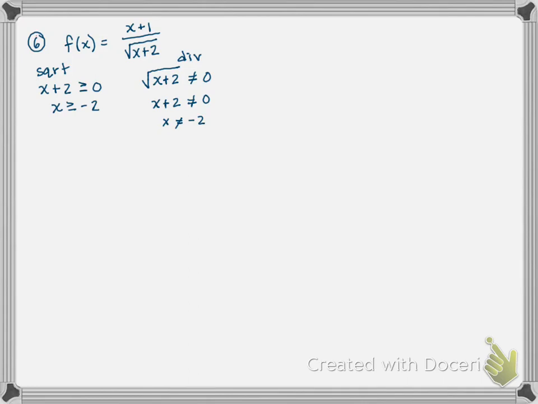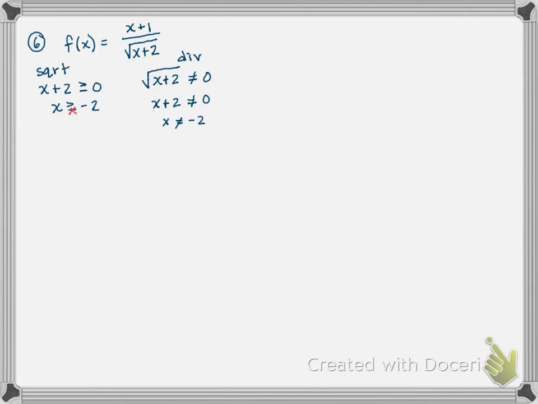So the one on the left gives us two options. Either x is greater than -2 or x is equal to -2. Then the one on the right says x is not equal to -2, leaving us what? X is greater than -2, right? That makes sense? Mm-hmm.